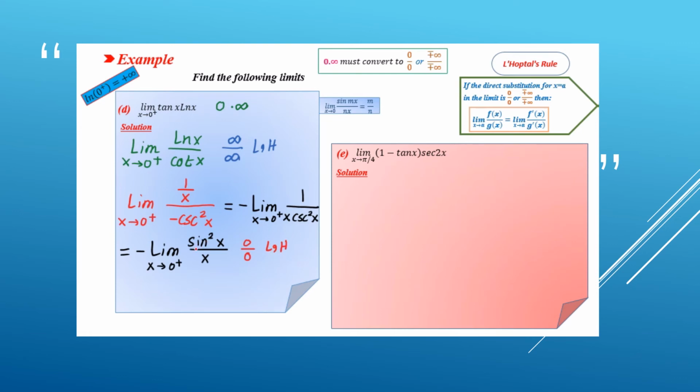So you have to find the derivative up and derivative down, and the limit will be equal to minus the limit of the derivative of sine squared of x. You have to use the power rule. So we have 2 multiplied by sine x multiplied by the derivative of sine, which is cosine x, divided by 1 when x goes to 0 from right. Now by direct substitution, we have 2 multiplied by sine 0 multiplied by cosine 0, and this gives us 0.